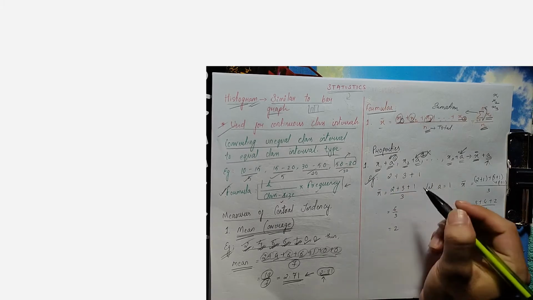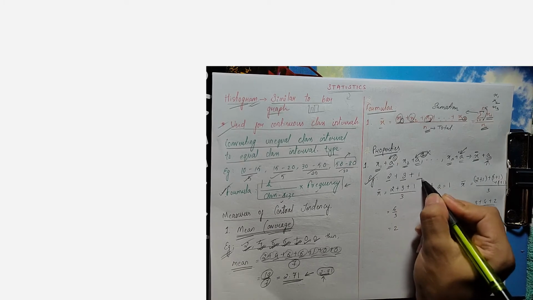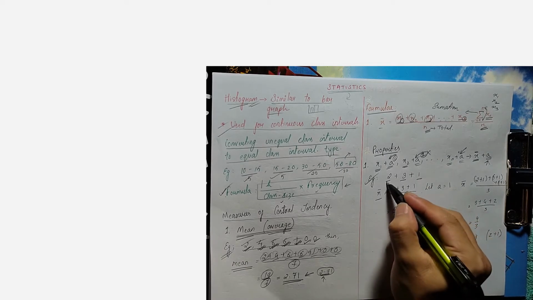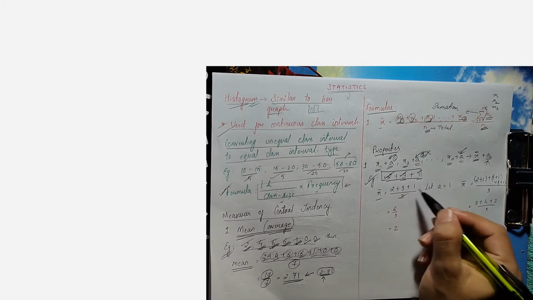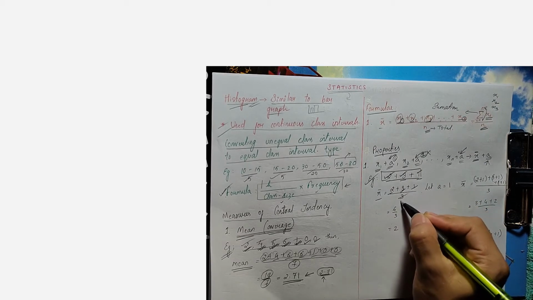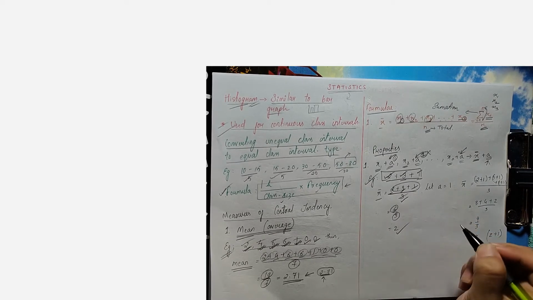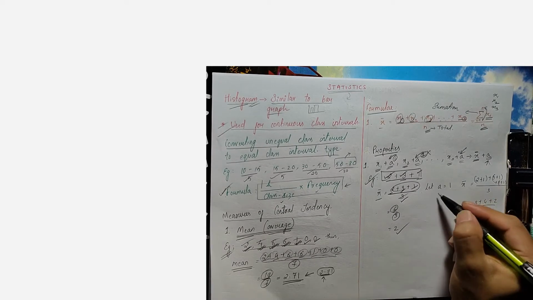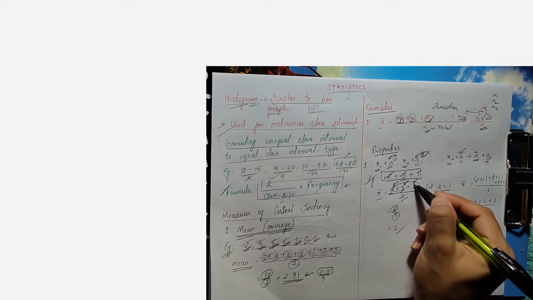Let us understand this with the help of an example. Let's say that the numbers are 2, 3, and 1. Now we know that the mean is the sum of all this divided by 3, so 2 plus 3 plus 1 divided by 3. Now 2 plus 3 plus 1 is 6 by 3, which is 2. Good. Let's say we added 1 to each and every observation.